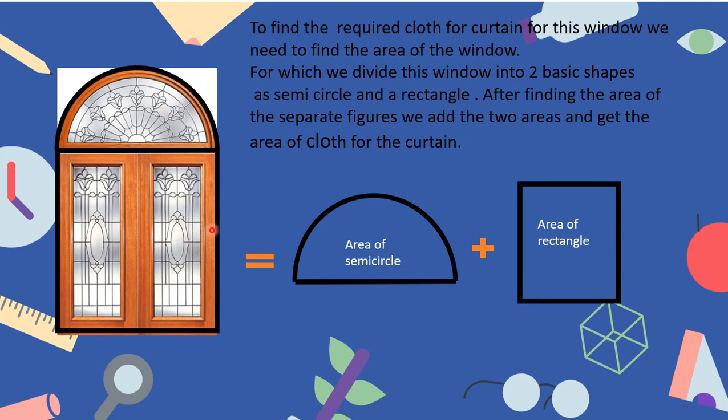So in this way we have to find out the areas of a combined shape. Whatever the shape is, we have to consider that shape, or divide that shape into two or more basic shapes, and by finding the areas of the different shapes and adding them, we get the complete area of the combined figure.